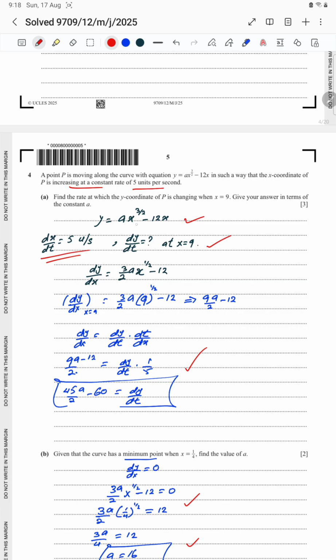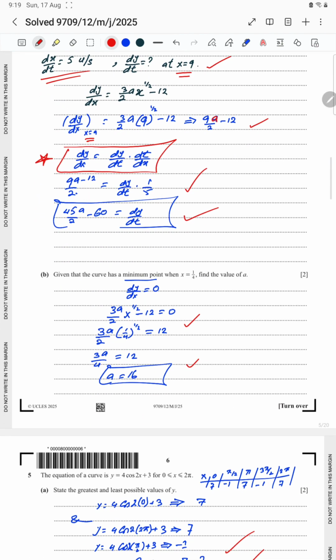So first we find the first derivative of the curve, and we replace x in the answer with 9. We will get dy by dx at 9 like this: 9a over 2 minus 12 at x equal to 9. Now by applying the chain rule for the rate of change, this rule will be mentioned in the formula sheet as well, we replace the values and finally we get dy by dt. The rate of change of the y coordinate of P is 45a by 2 minus 60.